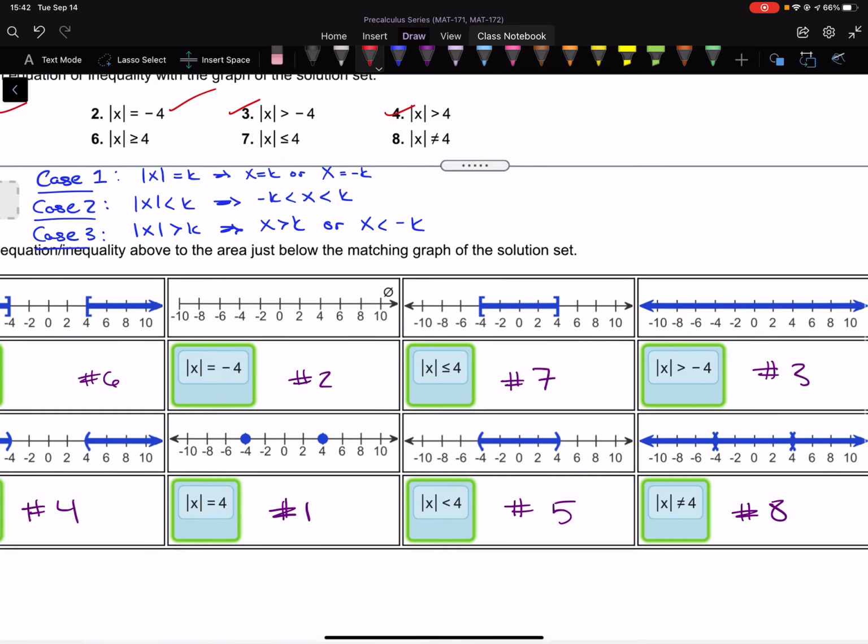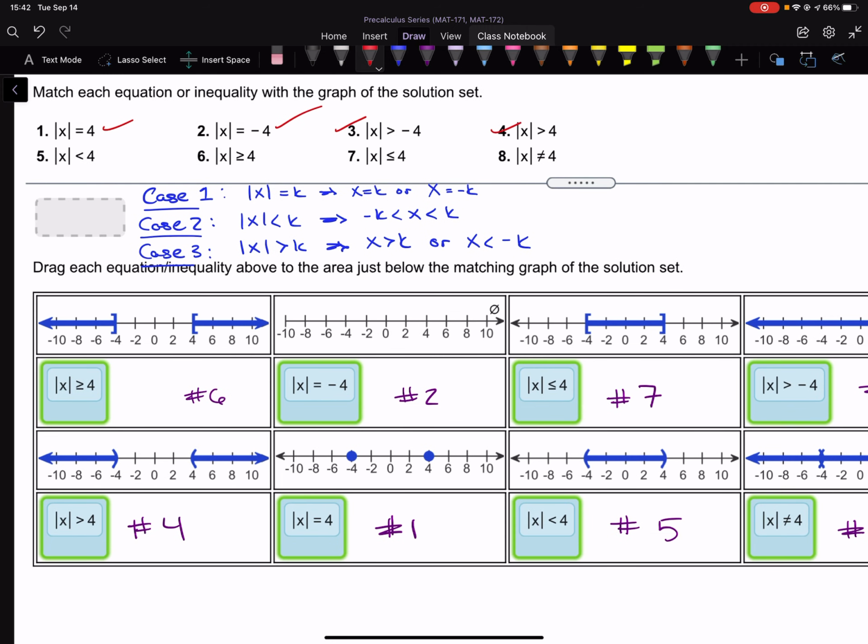So we have 1 through 5, and now we're looking at 6. Now 6 is another example of case number 3. The only difference with this one is that this inequality sign is going to include 4 and negative 4. So this should end up being x is greater than or equal to 4, or x is less than or equal to negative 4. So we're going to be shading out, and this is the clear winner of that sort of inequality. All right, so notice how negative 4 is included, positive 4 is included, and we shade away from the center.